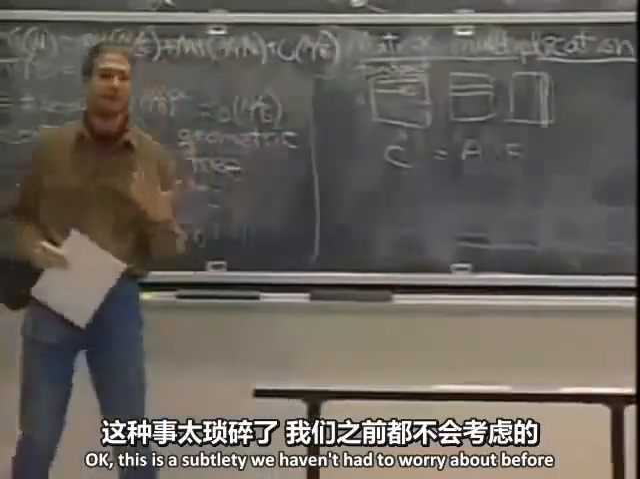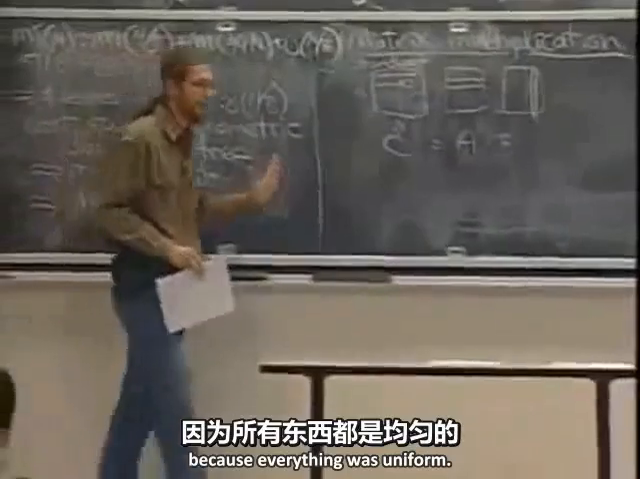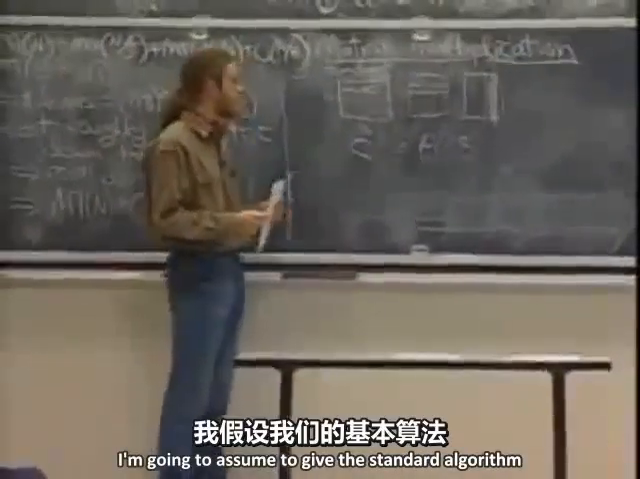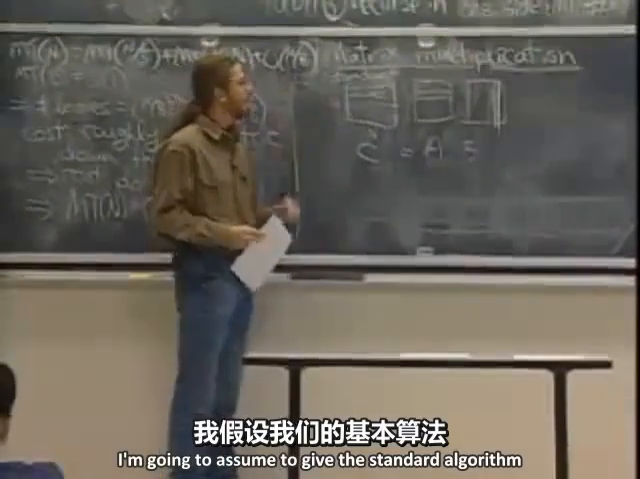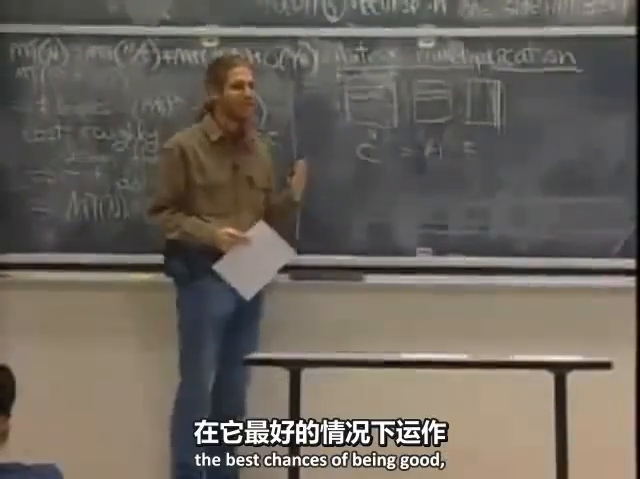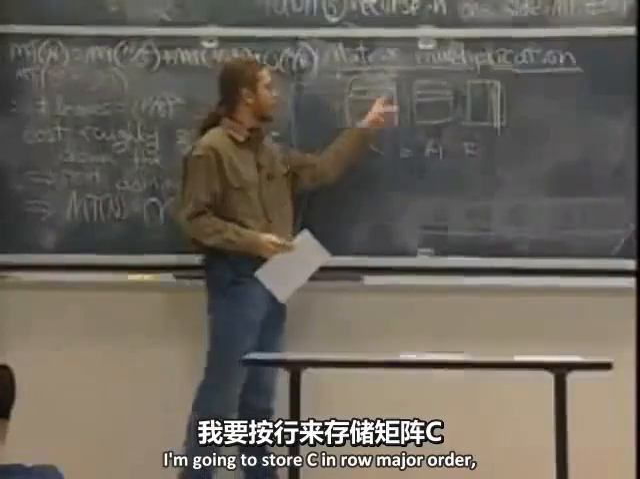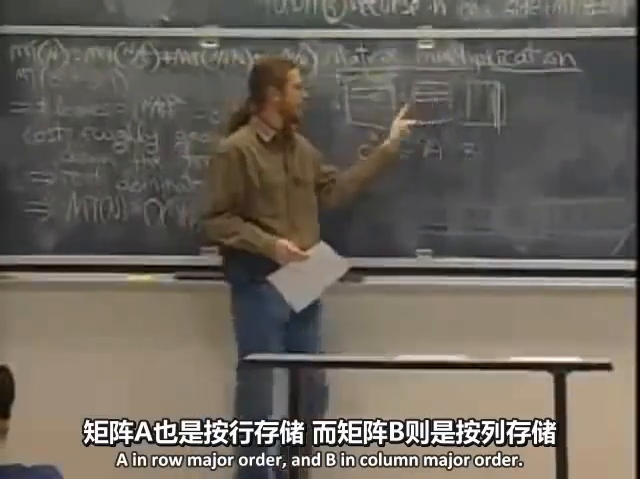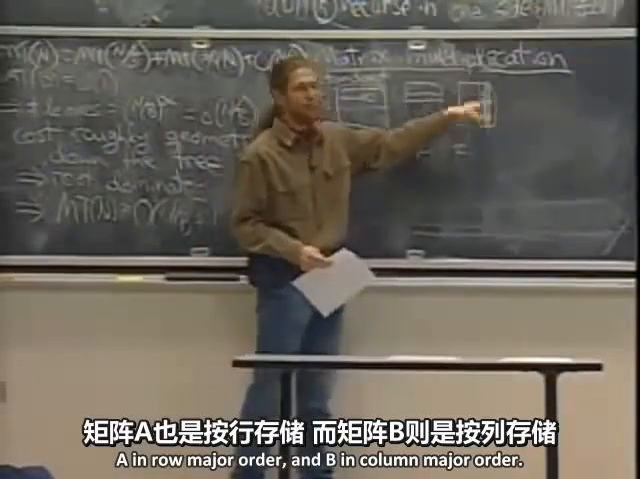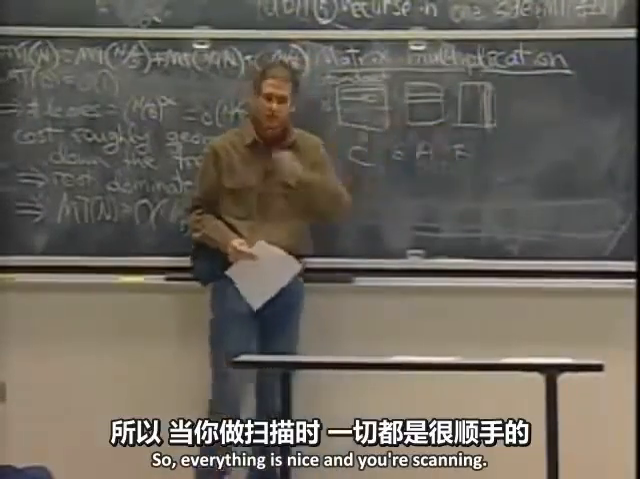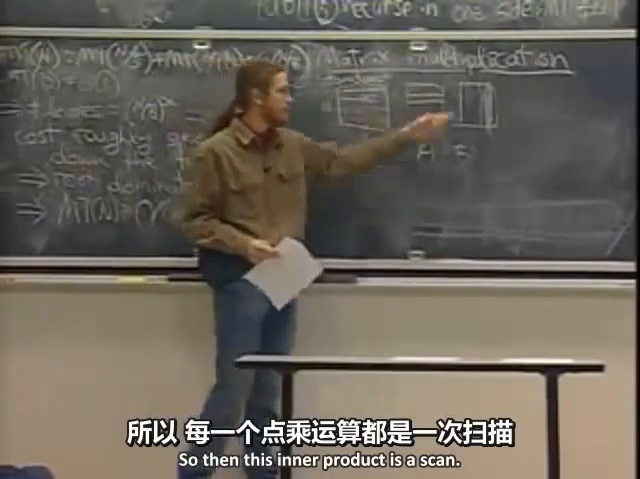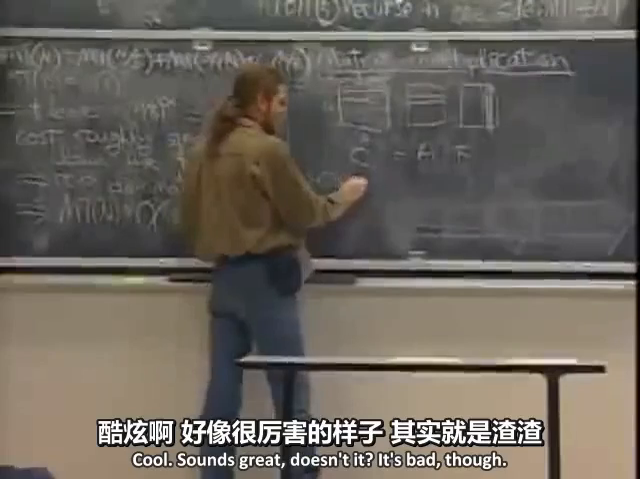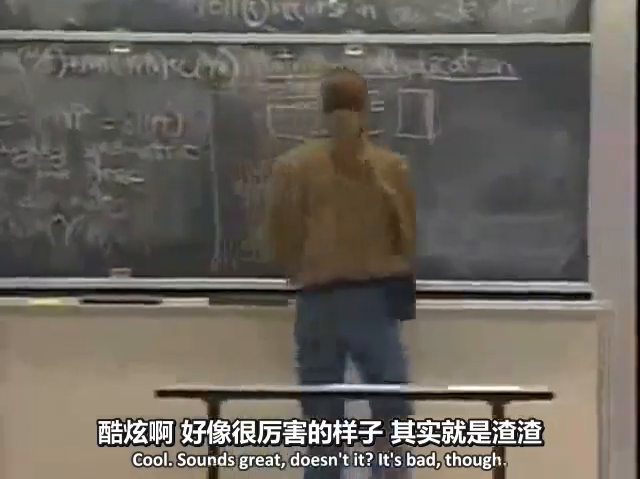Okay, this is a subtlety that we haven't had to worry about before because everything was uniform. I'm going to assume, to give the standard algorithm the best chances of being good, I'm going to store C in row major order, A in row major order, and B in column major order. So everything is nice and you're scanning. So then this inner product is a scan. Cool. Sounds great, doesn't it? It's bad, though.